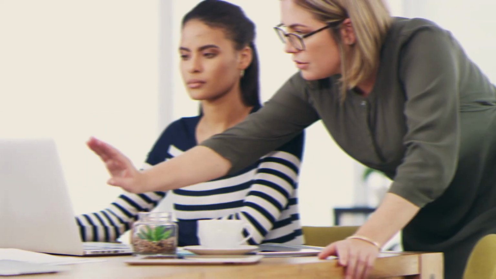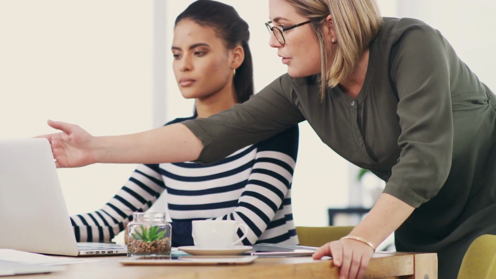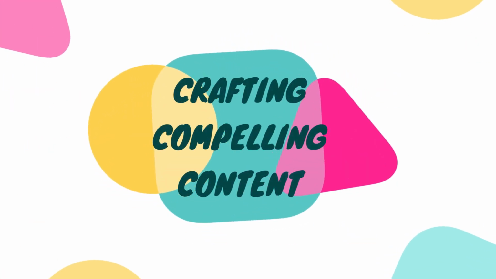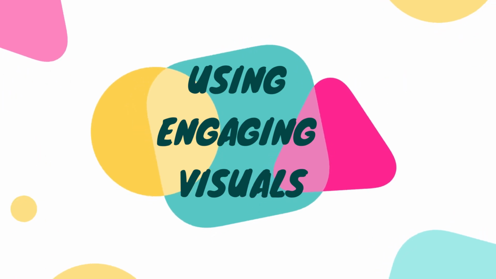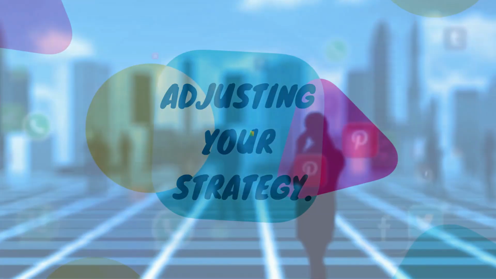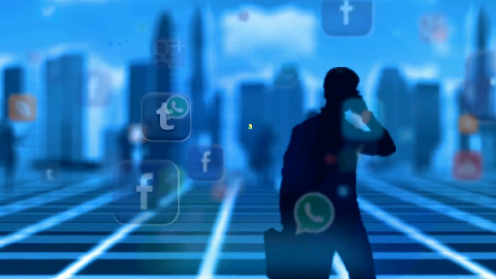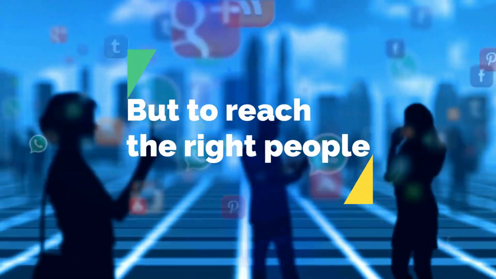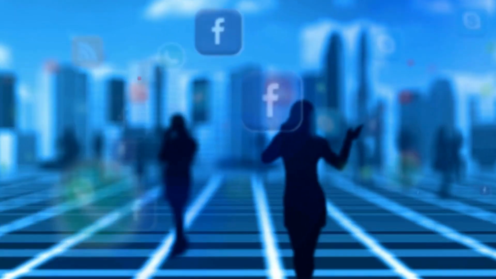In summary, creating engaging social media posts involves understanding your audience, crafting compelling content, using engaging visuals, maintaining consistency, encouraging interaction, and constantly monitoring and adjusting your strategy. It's not just about reaching more people. It's about reaching the right people and building a meaningful relationship with them.